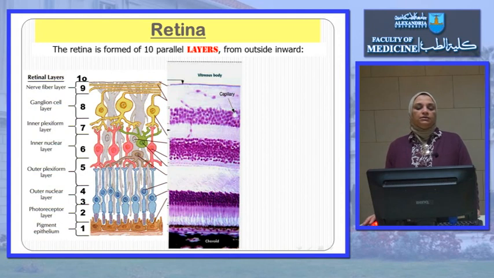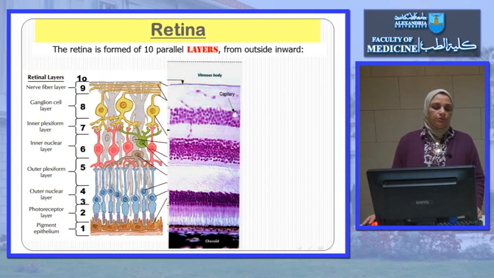Here again it's a faint layer in histological section because it's formed of fibers. So the axons of the ganglion cells will form layer number 9, which is the nerve fibers. They go like this, perpendicular, and then go outside as the optic nerve fibers. Then the innermost layer is the inner limiting membrane facing the vitreous body. So these are the 10 layers.